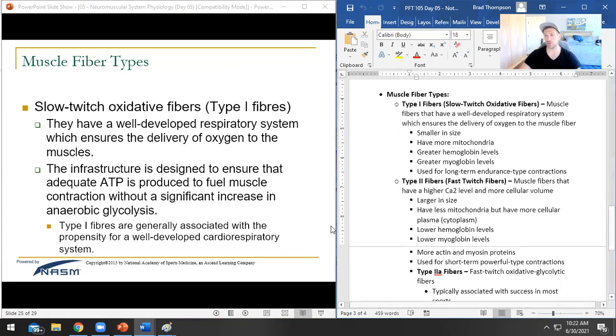So when you look at a slow twitch fiber, you will notice it will be a little bit smaller in size. It will have a lot of mitochondria in it. It will have greater hemoglobin levels in your blood cells, and greater myoglobin levels within the muscle. Remember, hemoglobin is found in our blood cells. Myoglobin is found within the muscle. Hemoglobin drops off oxygen, and then myoglobin carries it around the muscle cell wherever it needs to go. And so these types of fibers are used for long-term endurance contractions.